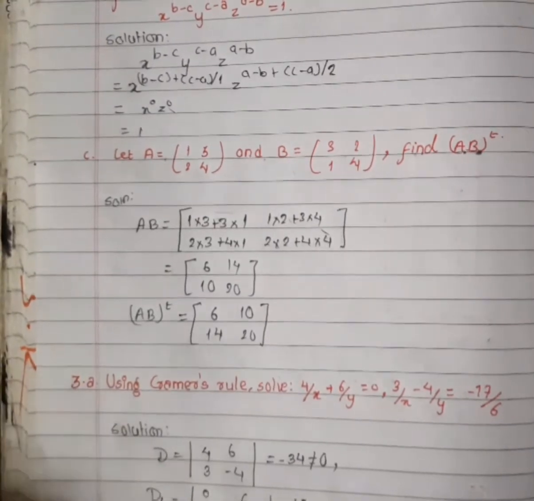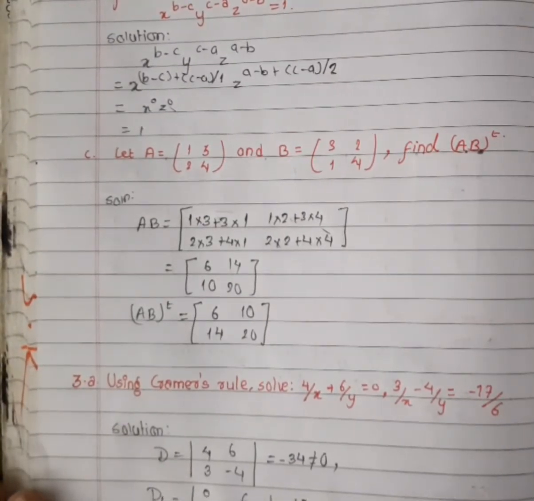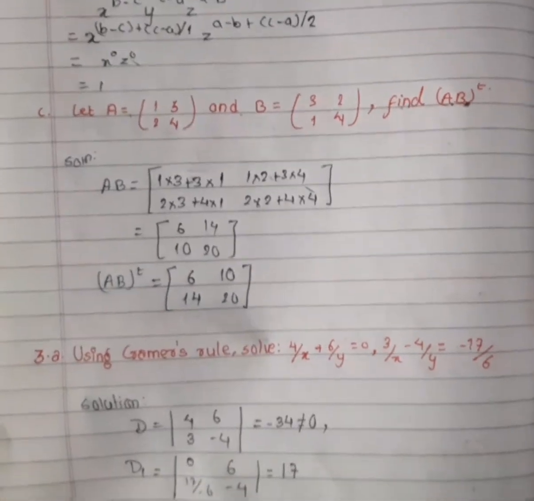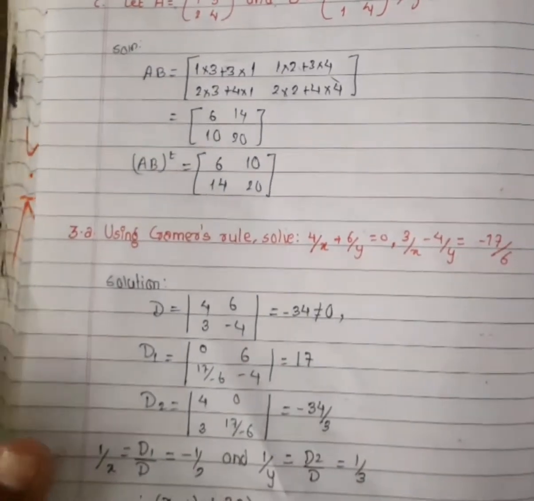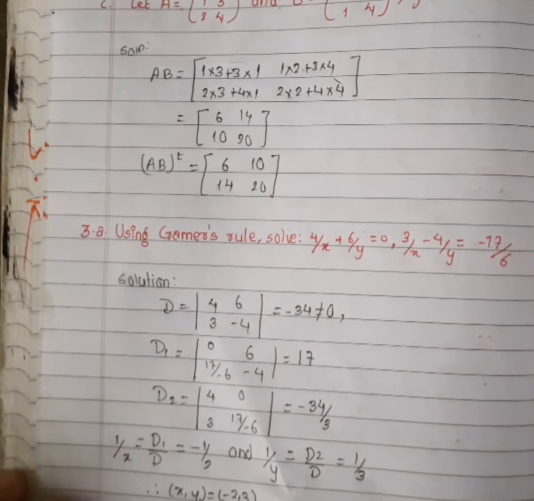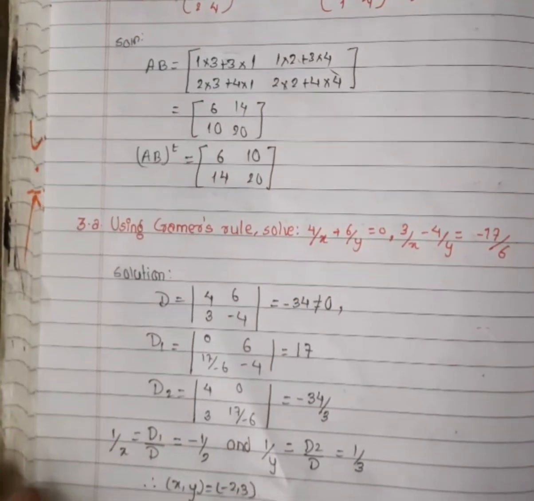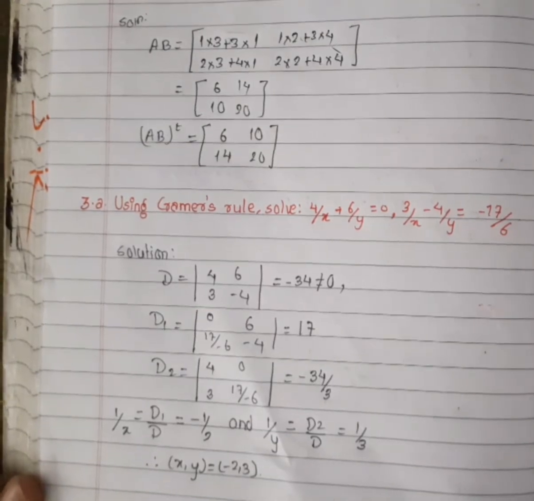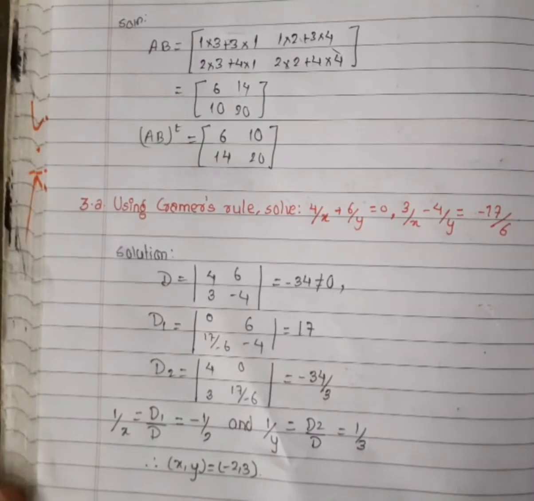And question number c is from matrix. Let A be the matrix 1 2 3 4, B be the matrix 3 1 2 4, find A B transpose. We can find A B transpose easily. And another question, number 3a, is Cramer's rule. First of all, we have to find D. In D we have to write the coefficient of x and the coefficient of y, and we should find the determinant of it.